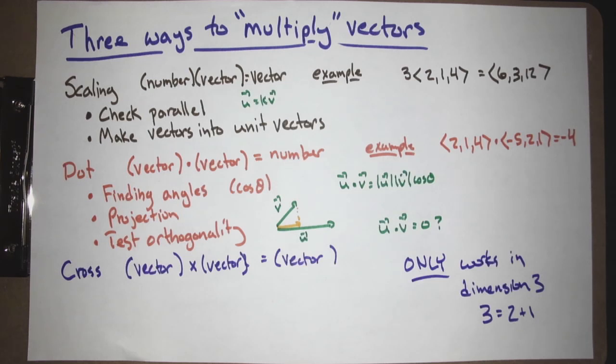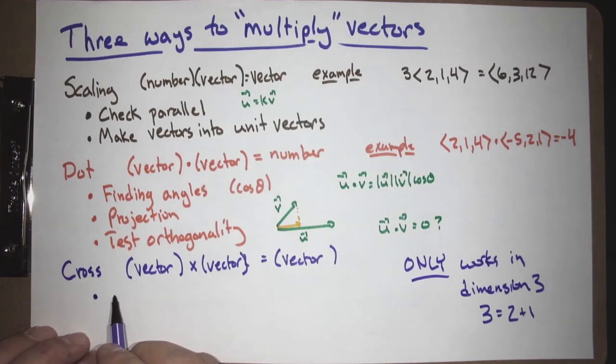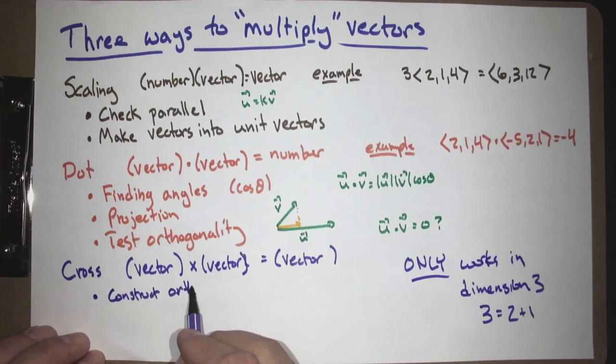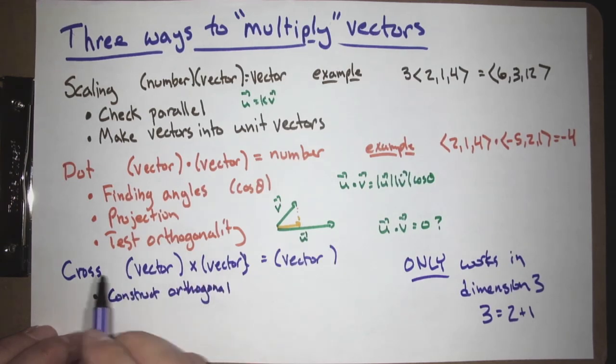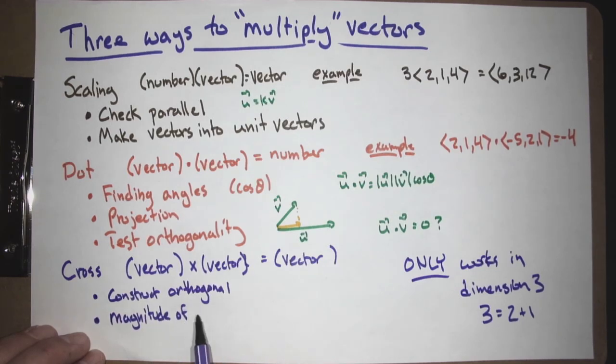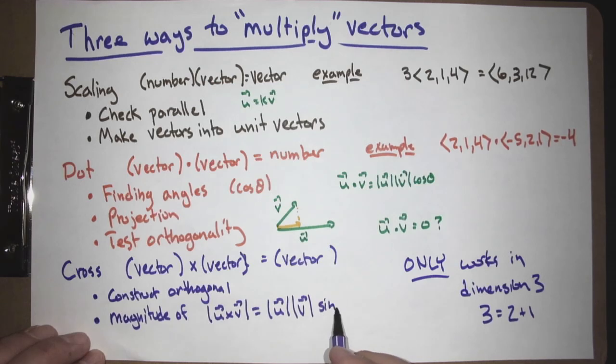So I want to say a few things you can do with the cross product. The punchline here is that this can construct orthogonal vectors. So we talked about how the dot product can test for orthogonal vectors. This can construct orthogonal vectors. And the other thing is that the magnitude of this cross product, so if I take u cross v and take the magnitude, it has a similar form to the dot product. It's the magnitude of u, magnitude of v, sine theta.